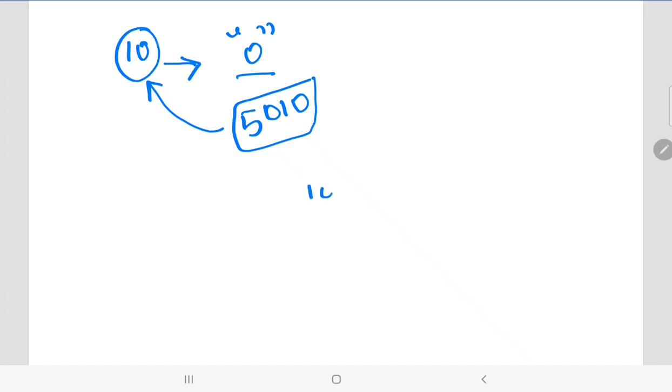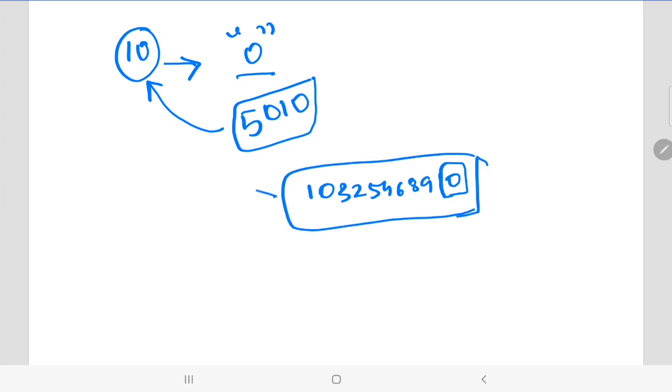If I take 103254689110, this number is ending with 0, which means the whole number is divisible by 10. Okay, so this is the divisibility rule for 10. So children, now let us find out the divisibility rule for the number 11.